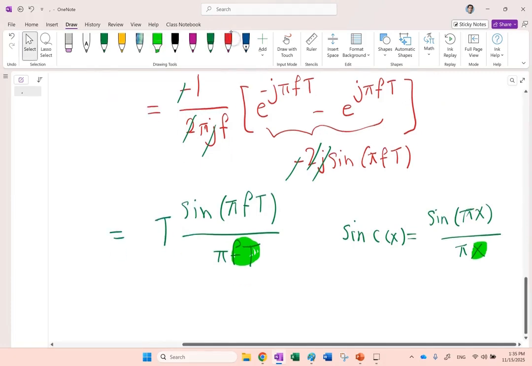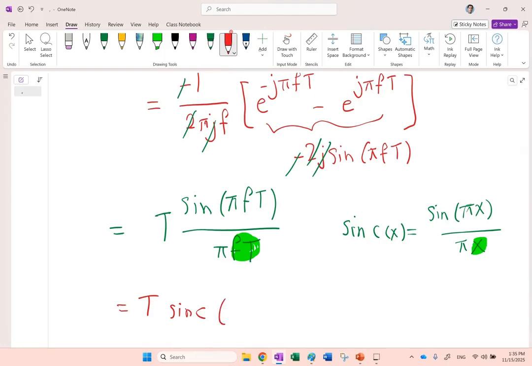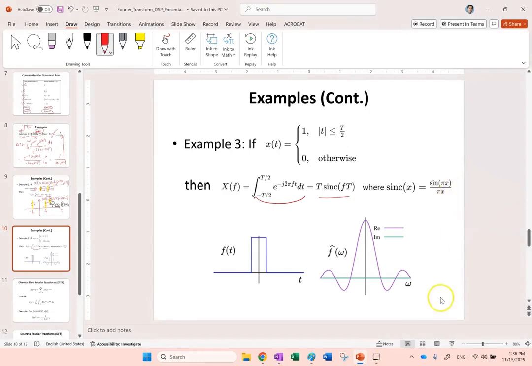So this one can be written as t times sinc function of x, which is ft. So it's going to be t sinc of ft, and that is exactly what we have over here. Now, what kind of shape does this function sinc have? The sinc looks like this.